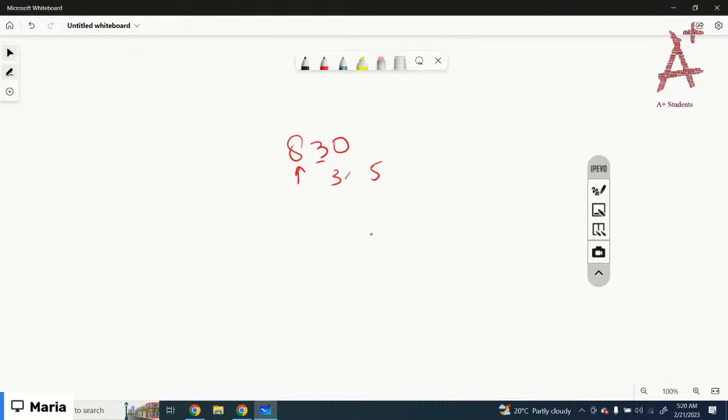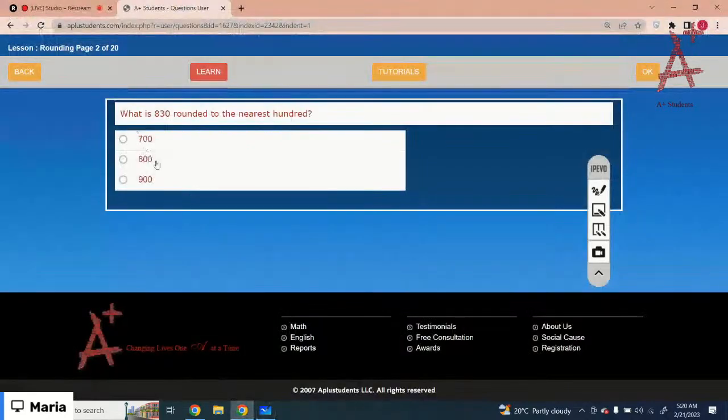That means you have to round on the same 100. The 100 digit is 8 and replace the other digits with 0. So it would be 8, 0, 0. That means 830 is rounded off to 800. Got it? So 830 is rounded off to 800. The correct option is 800.